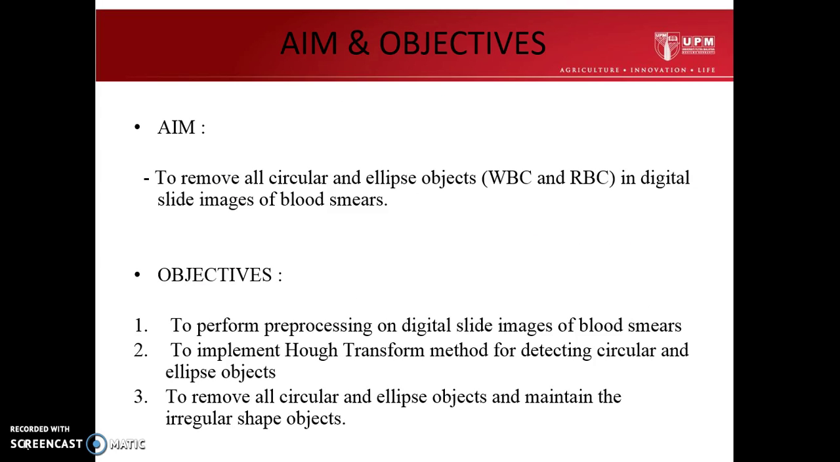The aim of this project is to remove all circular and ellipse objects, which are WBC and RBC, in the digital slide image of the blood smear. There are three objectives to be achieved. First, to perform pre-processing on the digital slide image of the blood smear. Second, to implement the Hough transform method for detecting circular and ellipse objects. And the last one, to remove the circular and ellipse objects and at the same time maintain the irregular shaped objects.